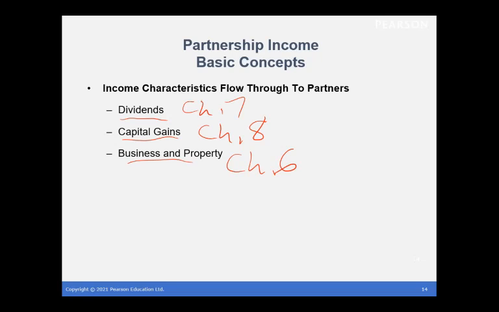So we're back to talking about the same thing we were talking about a lot in tax one, about grouping these incomes and following those particular rules. So it's very important that we maintain this. We don't want to change the nature of the income as we bring it in to the partners. It has to stay the same.